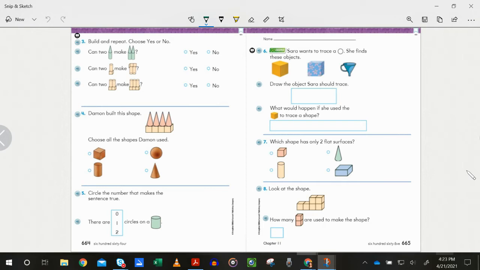And we're back to using our pencil. Number 3, can 2 of these towers make this wall? Yes or no? Can 2 of these towers make this wall? Yes or no? Can two of these portions make this wall? Yes or no?